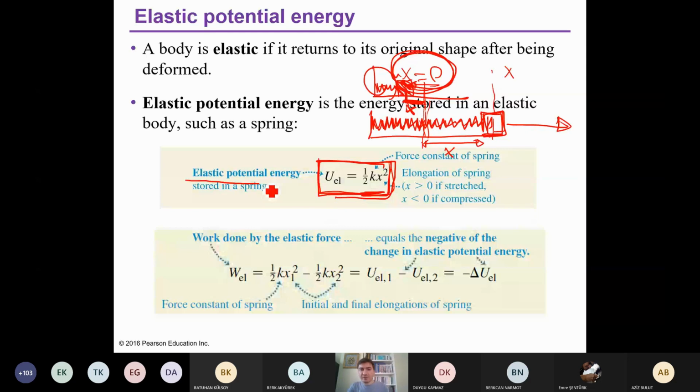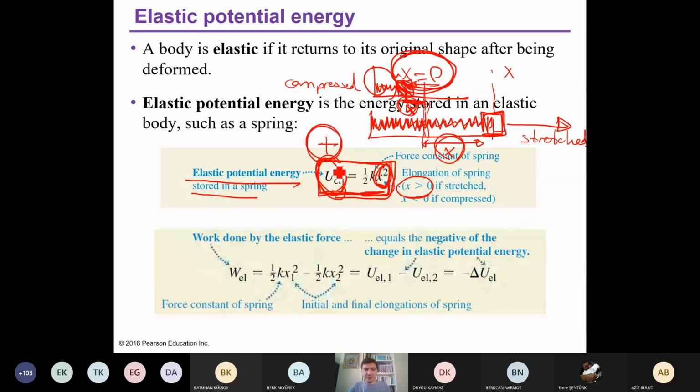So what about the sign of the x? If it is stretched in this condition, then we have positive x. And if it is compressed in this condition, then we have negative x. But since you take the square of this x in this equation, this elastic potential energy is always positive, always positive, don't forget.